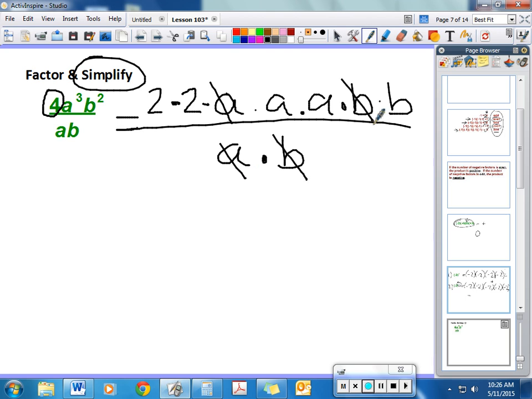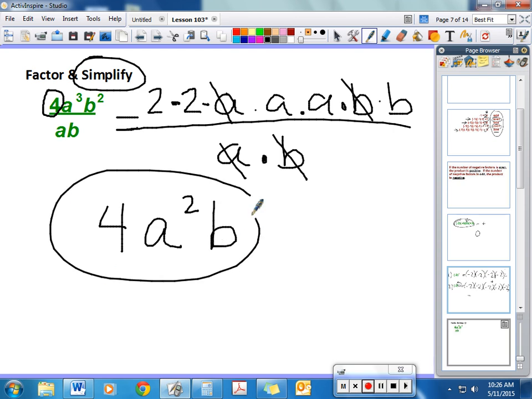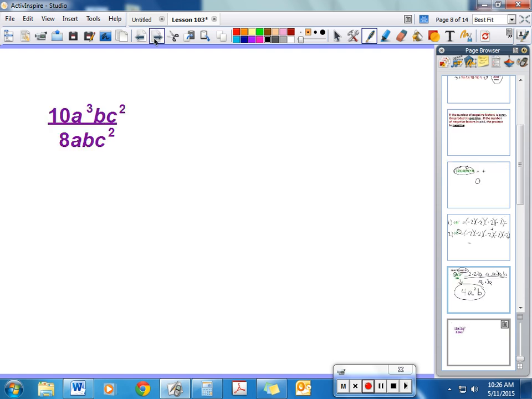Now let's see what we're left to have this expression simplified. So we have 2 times 2, which is 4. We have a times a, which is a squared. And we have b. So that would be this form simplified. Let's take a look at another one.